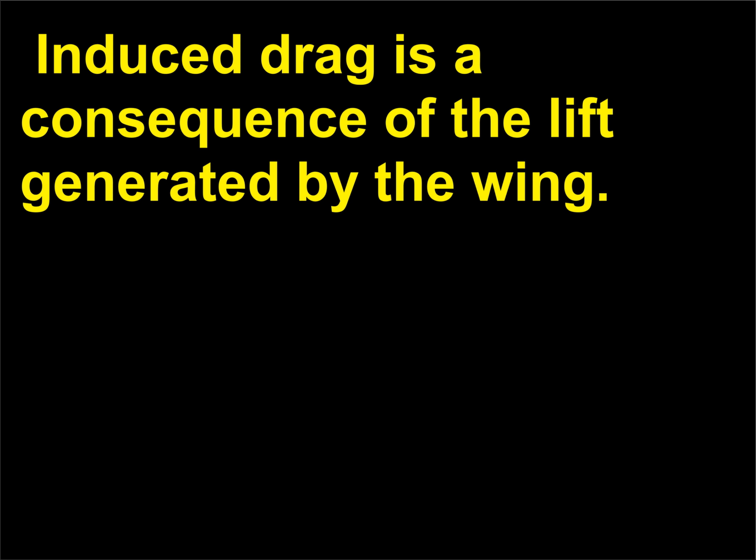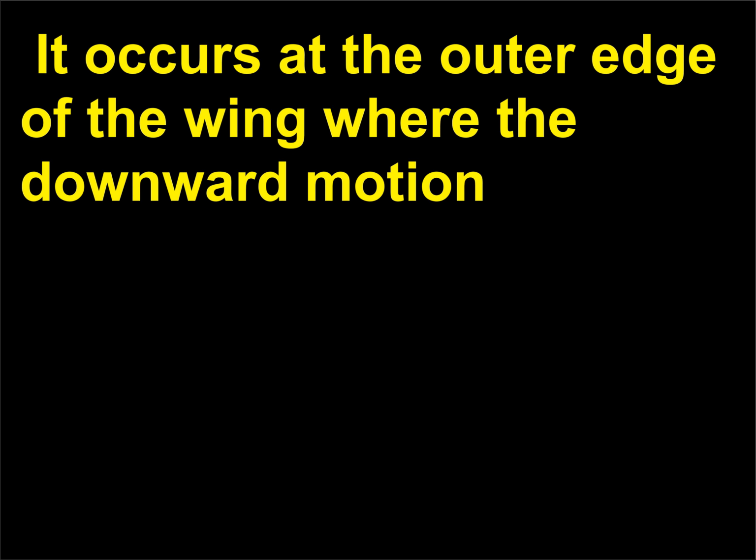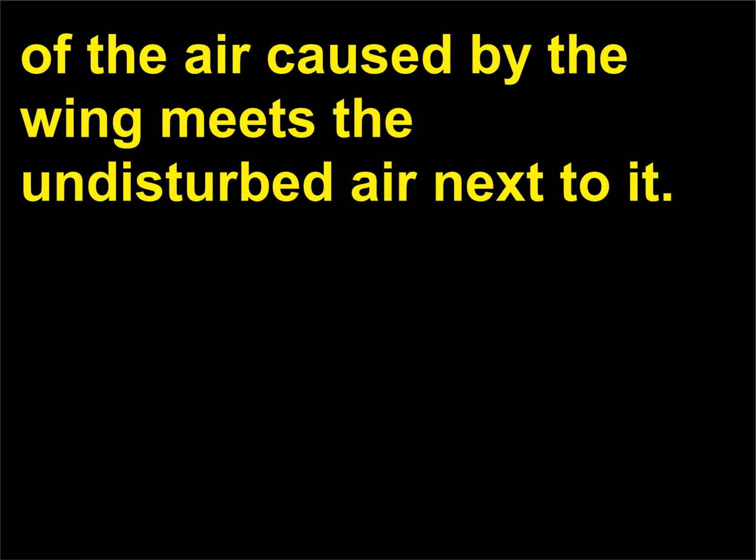Induced drag is a consequence of the lift generated by the wing. It is a function of the angle of attack of the wing. The lower the angle of attack, the smaller the induced drag. It occurs at the outer edge of the wing where the downward motion of the air caused by the wing meets the undisturbed air next to it.